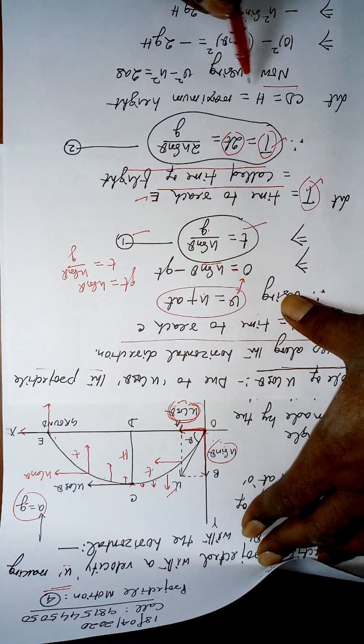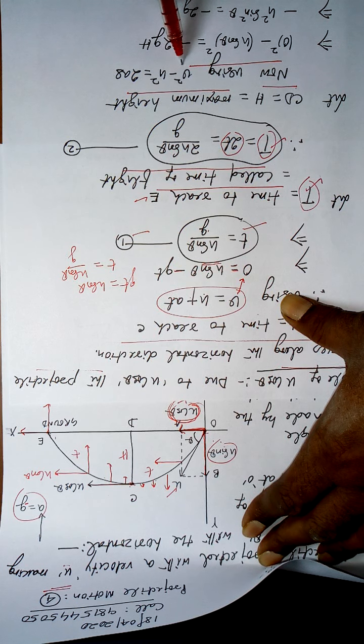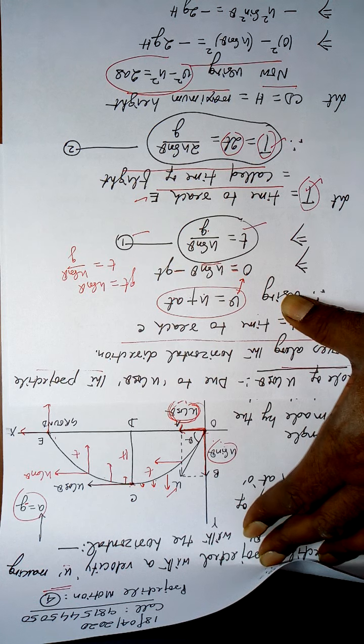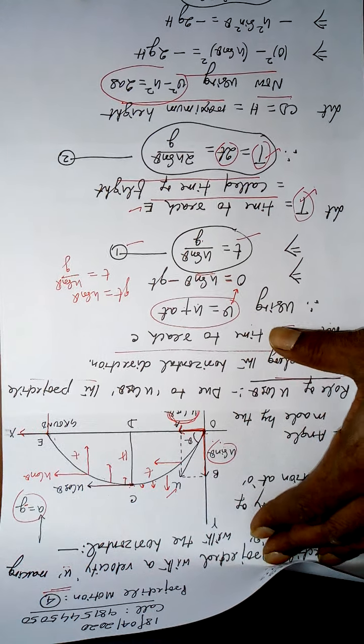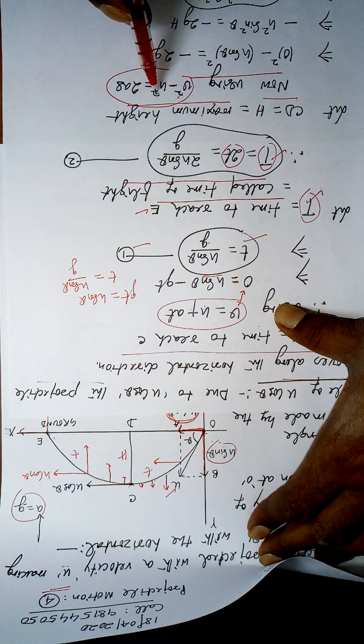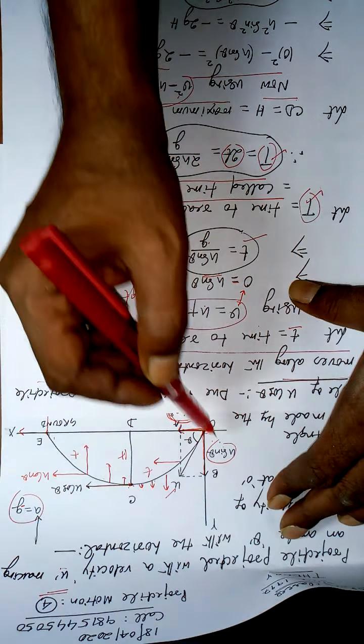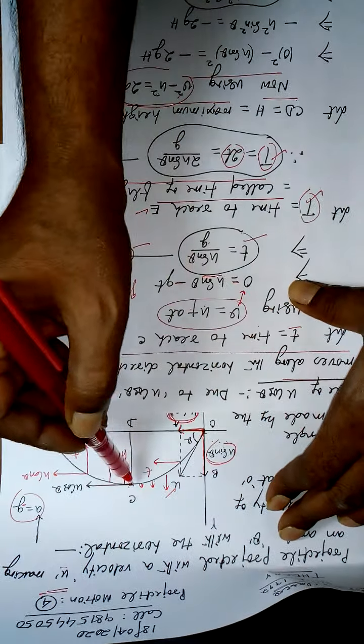Let CD be equal to capital H, which is called the maximum height. Now using the relation v square minus u square is 2as, the square of the final velocity minus the square of the initial velocity is 2 times acceleration into the vertical distance traveled. So the final value of the vertical velocity here is 0.